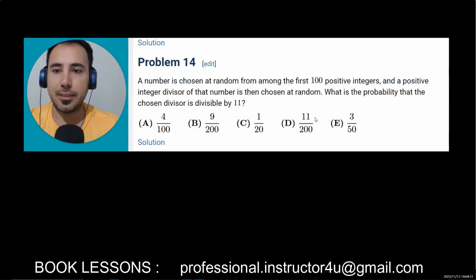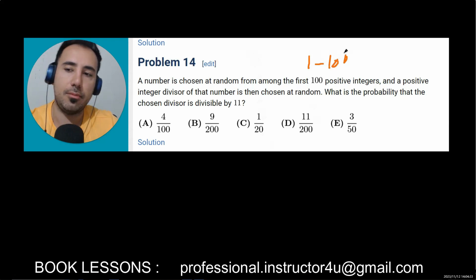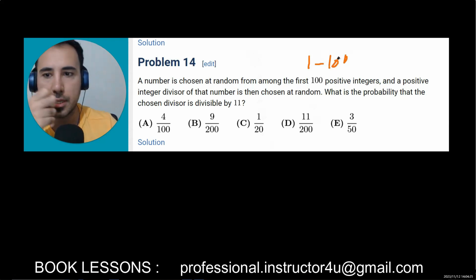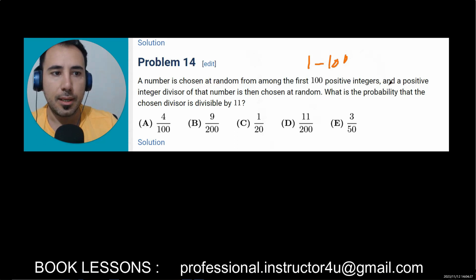Okay, problem 14. I think this one is all about understanding it. If we understand the question, I think it's very easy to get it right. A number is chosen at random from among the first 100 positive integers. It's going to be like 1 to 100. We're going to select one random number. And a positive integer divisor of that number is then chosen at random.